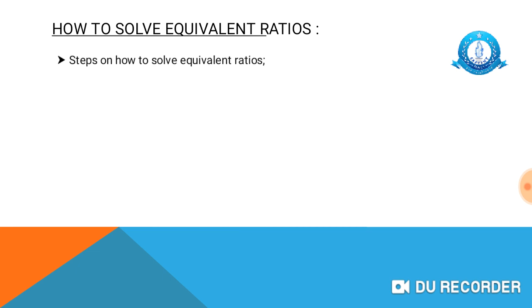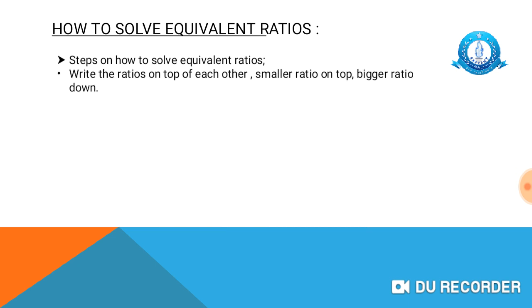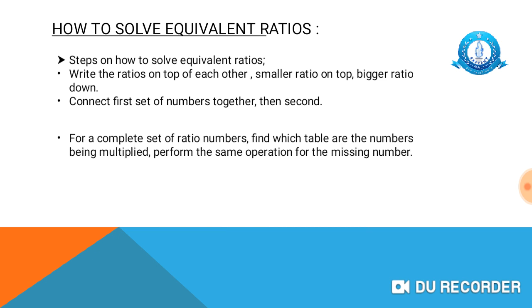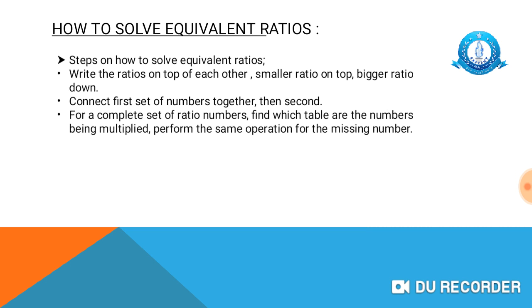Let's see how we will solve the questions for equivalent ratios. Write the ratios on top of each other such that the smaller ratio is on top and the bigger ratio comes down. Connect the first set of the ratios together and then the second. For a complete set of ratio numbers, find which table the numbers are being multiplied with. Once you find that out, you will perform the same operation for the missing numbers. For better understanding, let's look at some of the examples ahead.